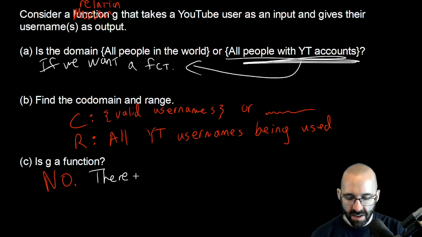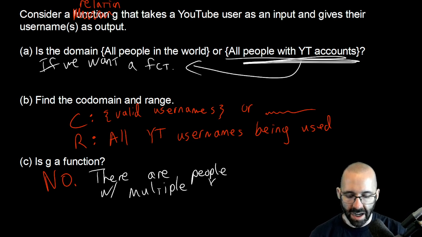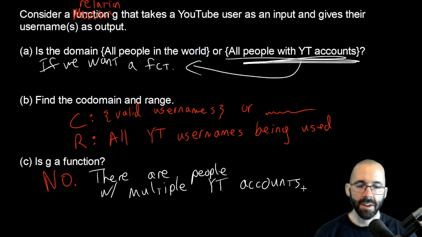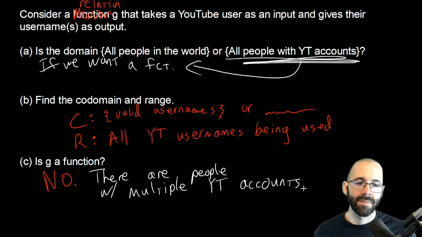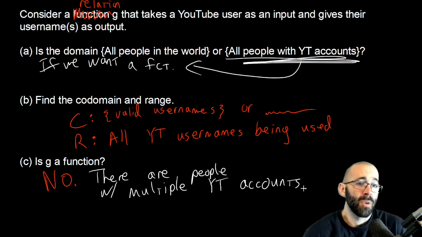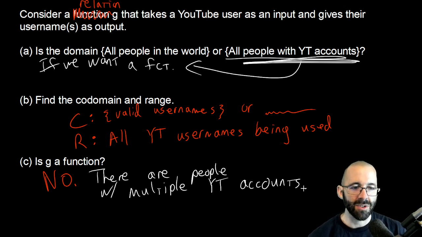Because there are people with multiple YouTube accounts. So, not a function. One input can have multiple outputs because it's totally fine to have multiple YouTube accounts. And that's probably true for most social media, right? Most people have multiple accounts, even if they try to stop that.